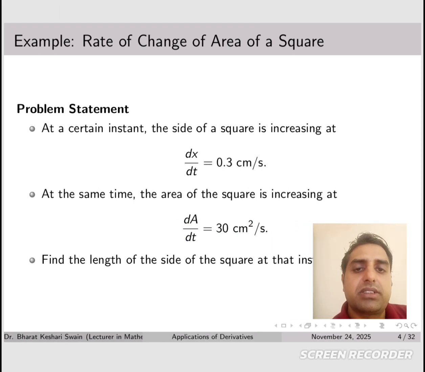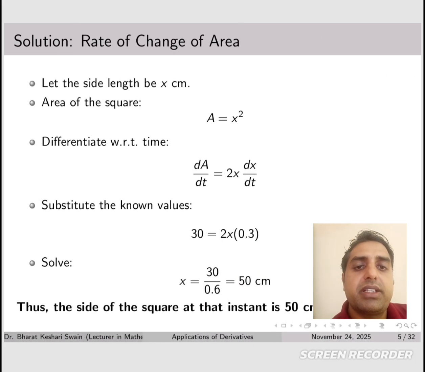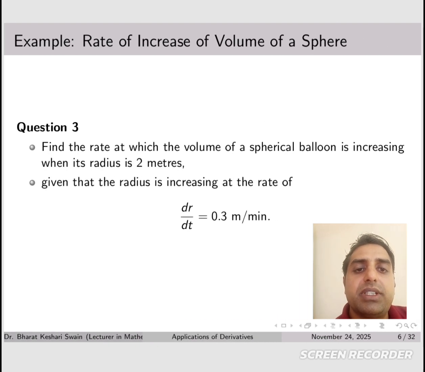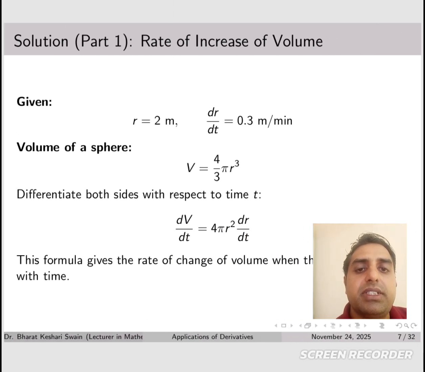Now we discussed rate of change, means in the previous classes already we have discussed rate of change of area of a square. Then rate of change of area means we solved the problem. Then we solved the rate of increase of volume of a sphere, question on this. And next we solve this question in the next slide.